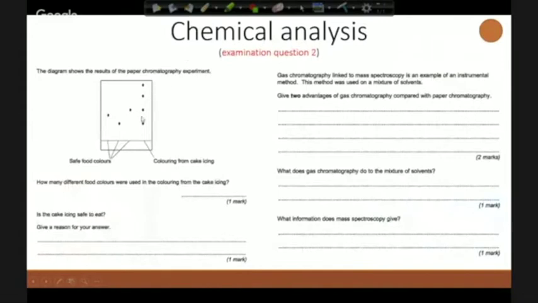The diagram shows the results of the paper chromatography experiment. Safe food colourings on the left, colouring from cake icing on the right. Different points within. Question 1. How many different food colours were used in the colouring from the cake icing? Question 2. Is the cake icing safe to eat? And give a reason.